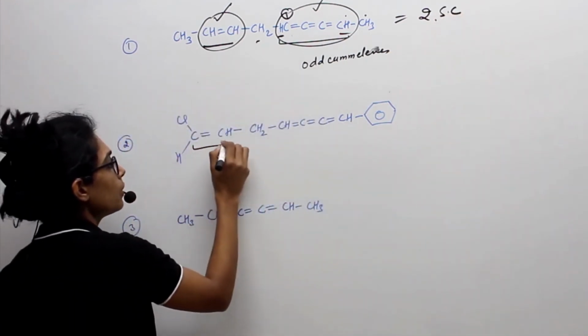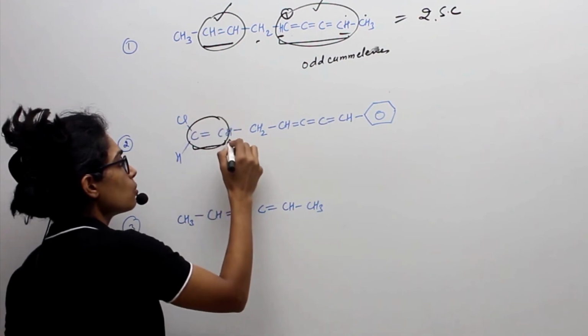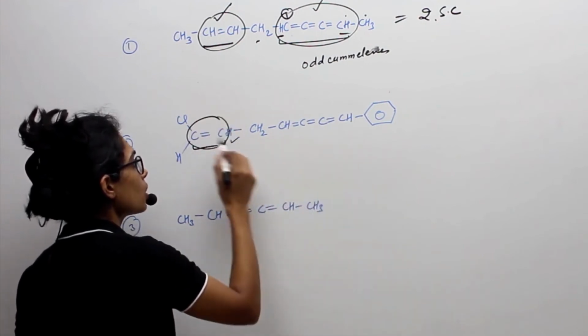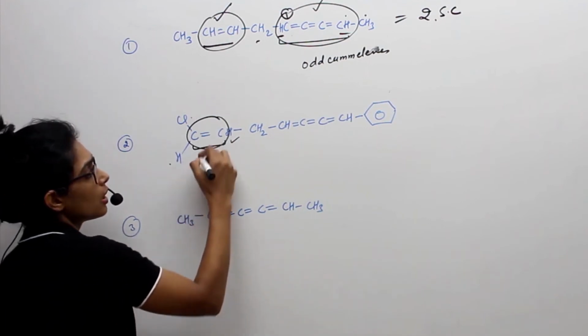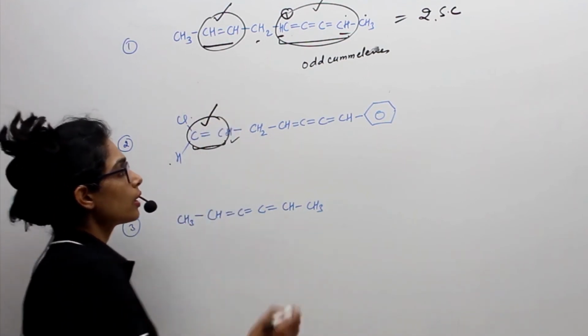Again, look at this double bond carbon. It has two different groups attached. One is hydrogen, one is this big chain. Here it has chlorine and hydrogen. So we can see cis and trans with reference to the hydrogen. This will show GI. Look at the next part of the chain.